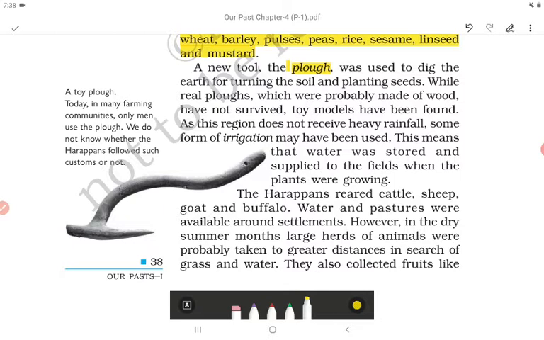The Harappans reared cattle, sheep, goat, and buffalo. Water and pastures were available around settlements. However, in the dry summer months, large herds of animals were probably taken to greater distances in search of grass and water. A toy plough. Today, in many farming communities, only men use the plough. We do not know whether the Harappans followed such customs or not.